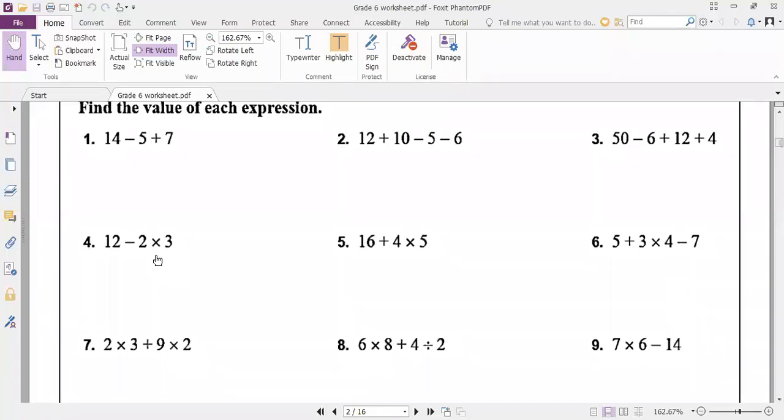Can you help me in number 5? What do we do firstly, plus or times? Times. 4 multiply 5. Excellent, Muhammad. I multiply 4 by 5, which equals 20. After that, I add 16 plus 20, which equals 36. So I add 20 to 16, and the result is 36.